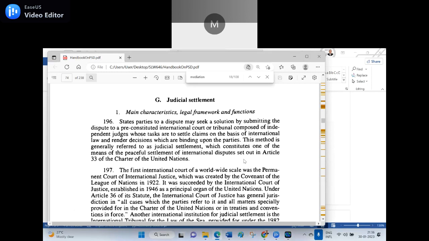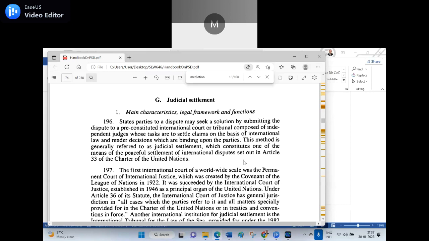Yes, Prof. This method is generally referred to as judicial settlement. Judicial settlement means court settlement. Non-judicial settlement means diplomatic methods. What will come under it: mediation, arbitration, reconciliation, good offices, all of these. Now, judicial settlement, how it can be done, we will see. It constitutes one of the means of peaceful settlement of international disputes set out in Article 33 of the Charter of the United Nations. So it is inserted in Article 33 of the Charter of the United Nations.